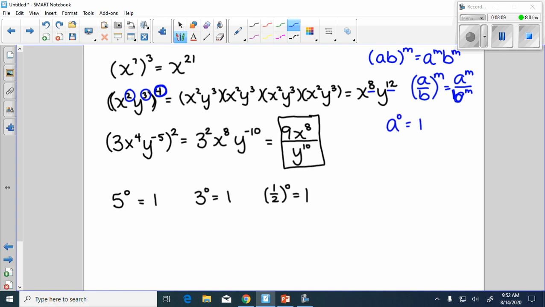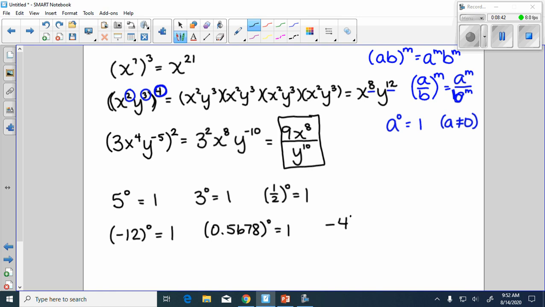Any number raised to the 0 power, I say any number but 0, but nobody in your algebra classes will ever ask you what 0 to the 0 is. We don't worry about that right now. But any non-zero number raised to the 0 power is equal to 1. So negative 12 to the 0 power is equal to 1. 0.5678 to the 0 power is equal to 1. 3 to the 0 power is equal to 1.